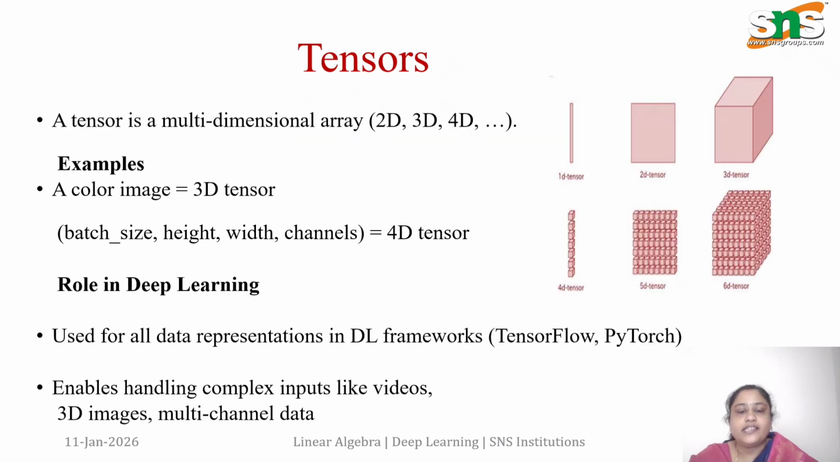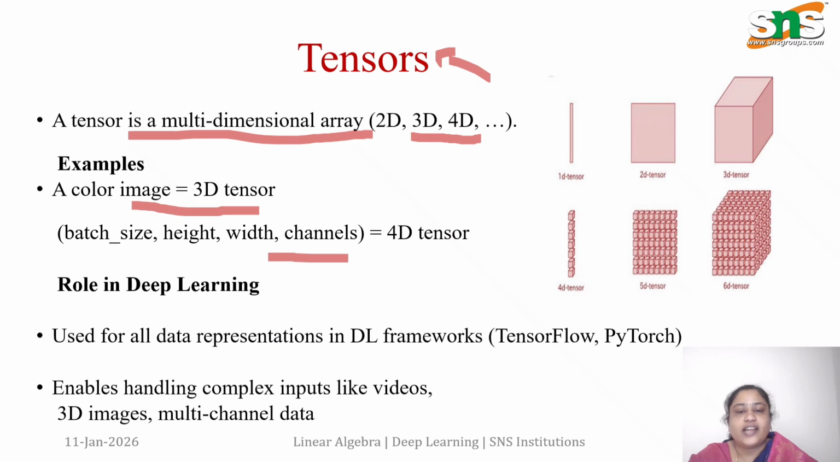The final one is tensors. A tensor is a multi-dimensional array. When it is 2D you use a matrix, but for 3D or 4D you have to use tensors. Examples include a color image with width, height and channels. The role of tensors is to represent all the data in DL frameworks like PyTorch, TensorFlow, etc. They help to handle complex images, videos, etc. It is also multi-channel data. So when it is 0D, it is a scalar. 1D, it is a vector. If it is 2D, it is a matrix. More than 2D, it is a tensor.